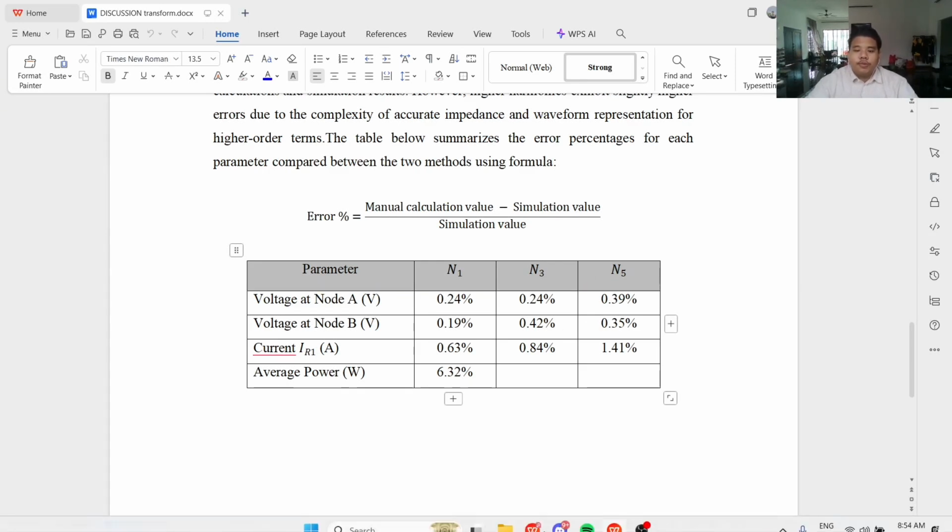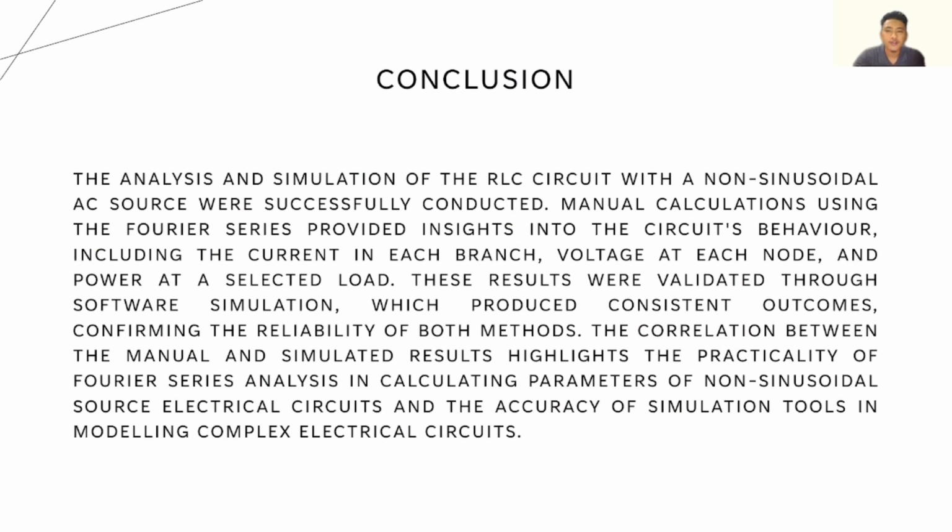Thank you. So as a conclusion to this project, the analysis and simulation of this circuit were successfully conducted. The manual calculation using Fourier series provided insight into the circuit's behavior, including calculating the current, voltage, and also power. This result is validated through the software simulation using Multisim, and the results are compared, which produce consistent outcomes, confirming the reliability of both methods.